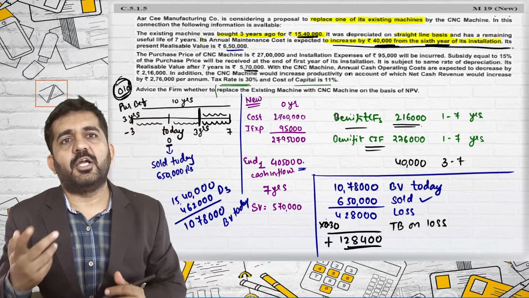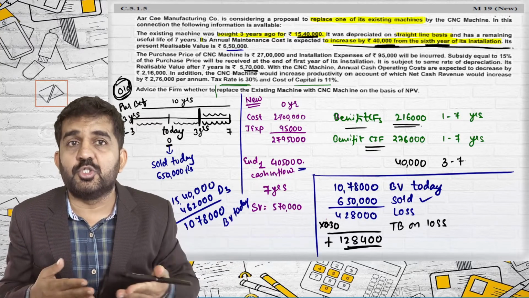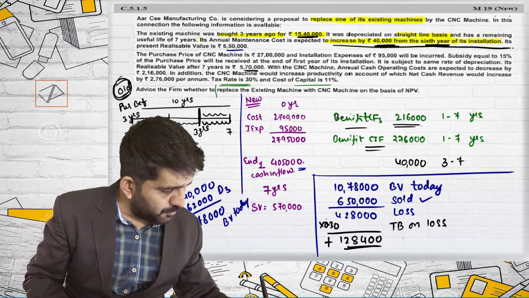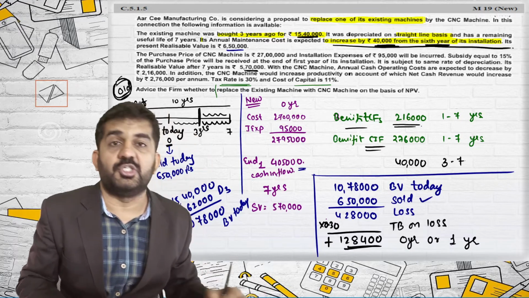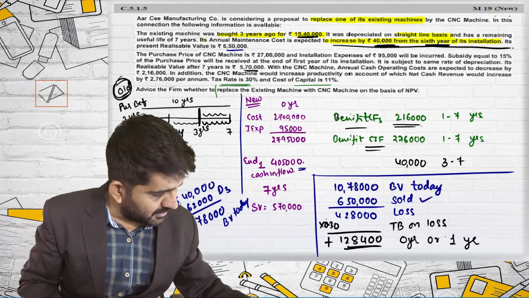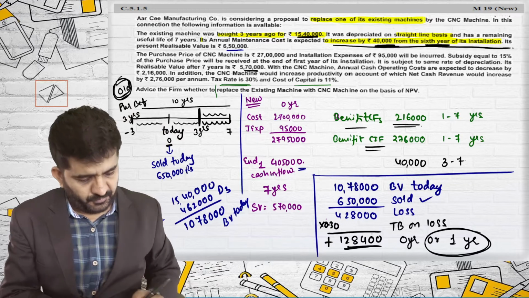Now understand, there are two options. Normally the tax benefit arises at the end of the year, because you need to pay tax at the end of the year. You may take this benefit at the end of year 0, or you may take it at the end of the first year. Both answers are correct. There is no problem in either answer. I am taking this benefit at the end of the first year.